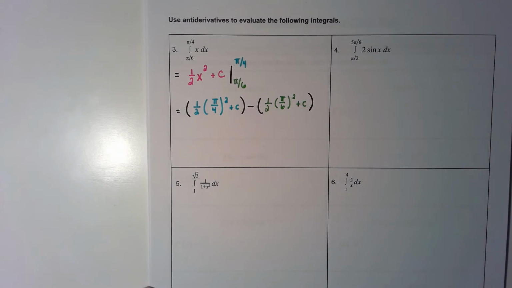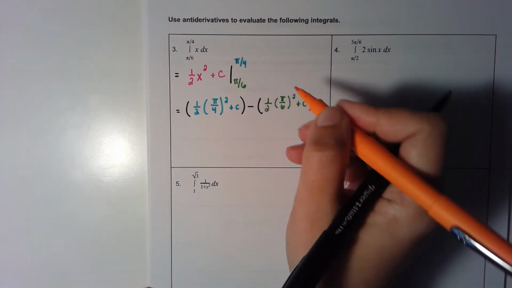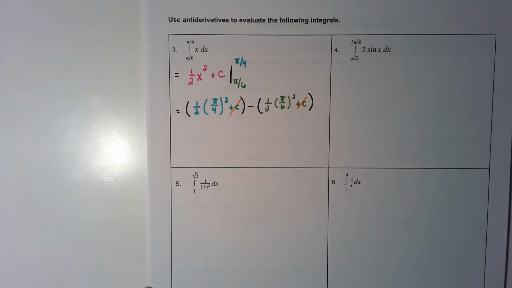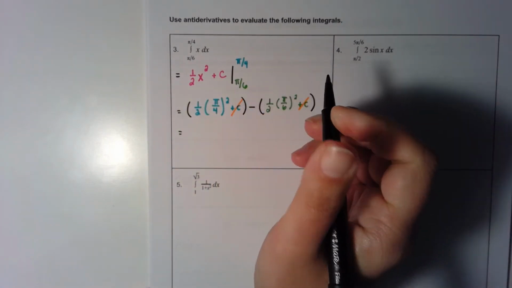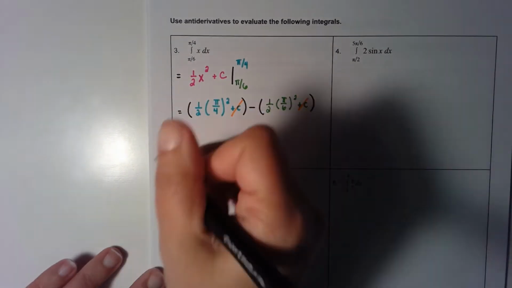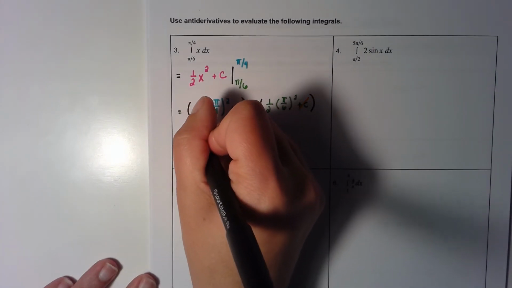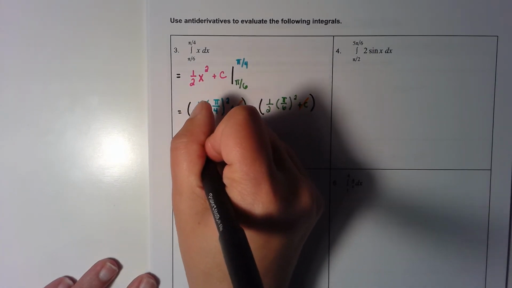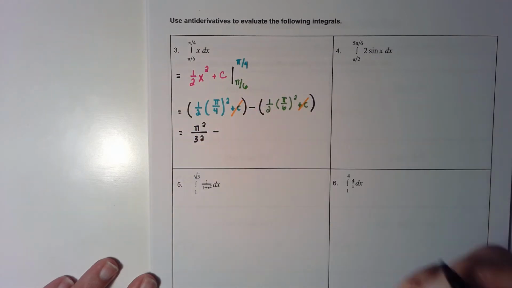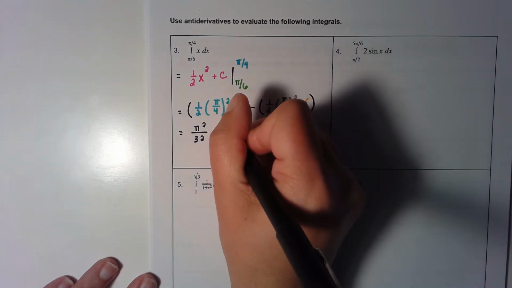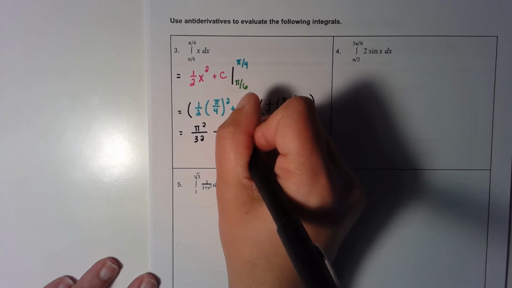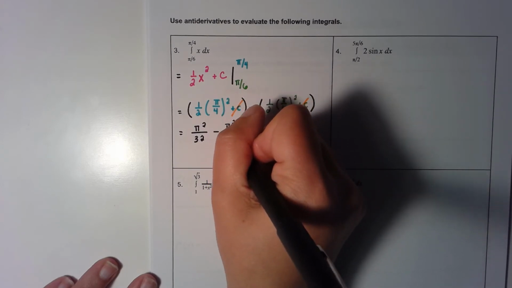Just like in the other two problems, because there's a c here and you're subtracting a c, the c's are going to cancel. And so we're going to end up with pi over 4 squared would be pi squared over 16, and times 1/2 would be pi squared over 32, minus pi over 6 squared would be pi squared over 36, times 1/2 is pi squared over 72.